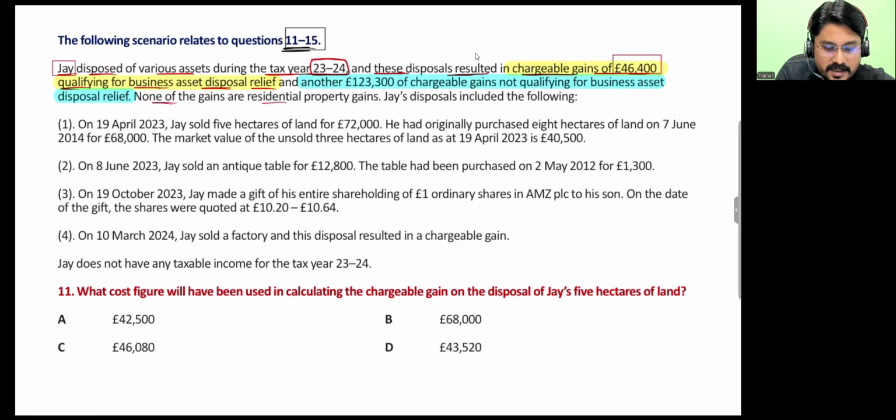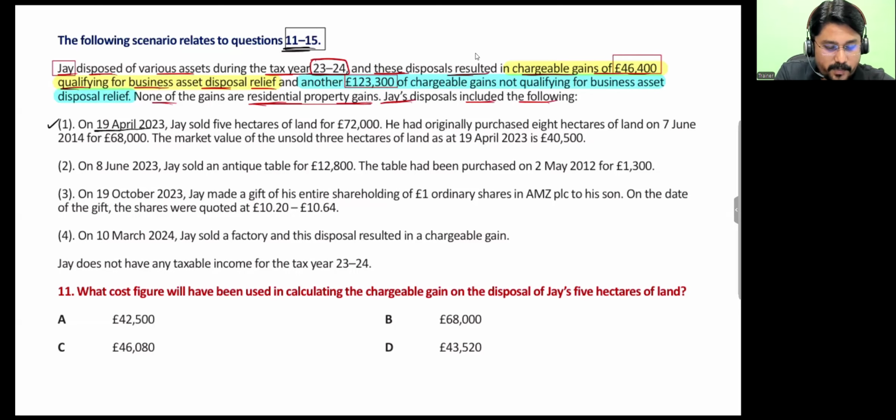None of the gains are residential property gains. It is very clearly mentioned that none of the gains pertain to residential property, because residential property gains are subject to tax at 18 or 28%. J's disposals include the following. The gains have already been calculated, based on a number of transactions, and different paragraphs are given in the question about those transactions.